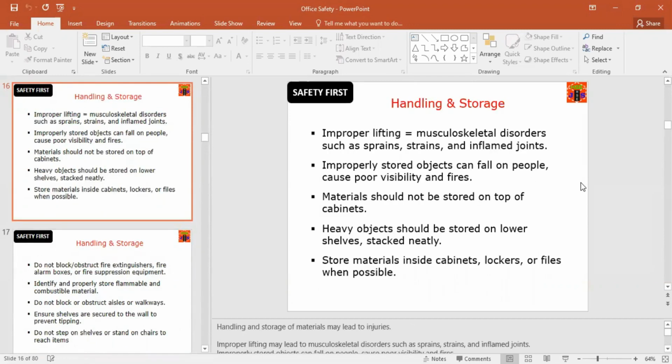One of the most common hazards in the offices is handling and storage of material. Improper lifting leads to musculoskeletal disorders such as sprains, strains, and inflamed joints. Improperly stored objects can fall on people, cause poor visibility and fires. Materials should not be stored on top of cabinets. Heavy objects should be stored on lower shelves, stacked neatly. Store materials inside cabinets, lockers or files when possible.